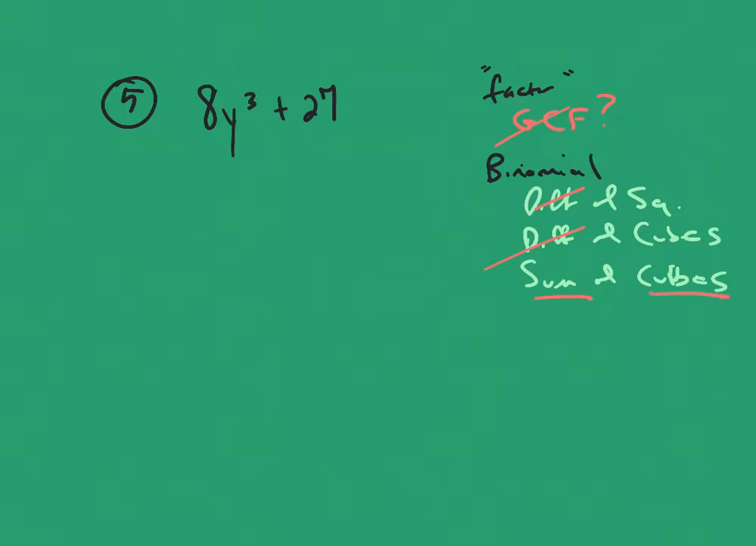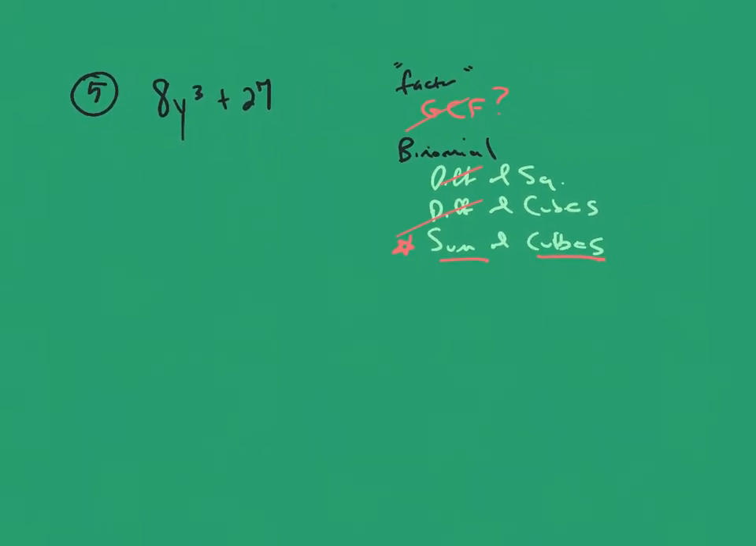Cubes, if you look at your cubes list, 8 is on there. Y or x to the third would be on there. 27 is also on there. So in this case, sum of cubes is what we're going to go with. And the formula for this is a plus b, and then a squared minus ab plus b squared.